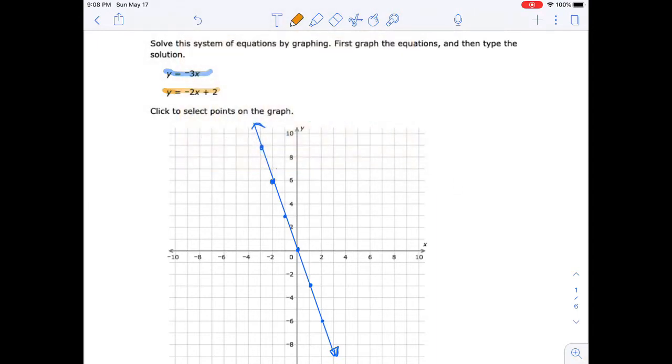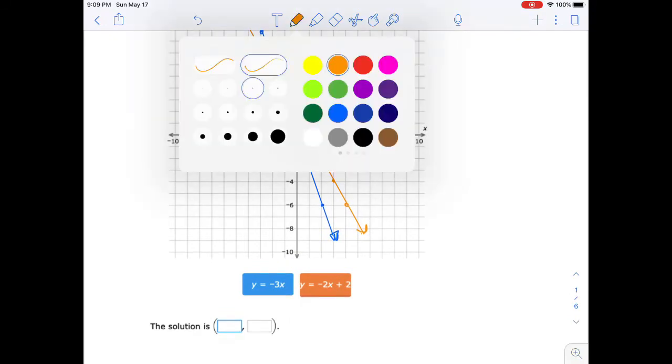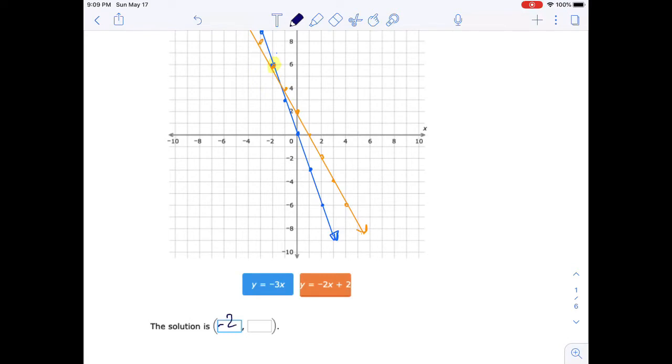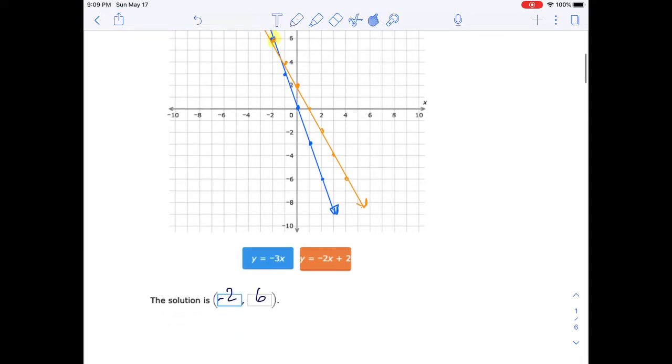And then orange has a y-intercept of 2, then down 2, over 1, up 2, over 1. And then drawing that line. And my line's a little off, but I can see that they intersect at this point right there, which is -2, 6. And you can always test that out. If I put a -2 in for x in the blue, I get 6 for y. If I put -2 in for x in the orange, I get 4 plus 2, which is 6. So it works. Okay?